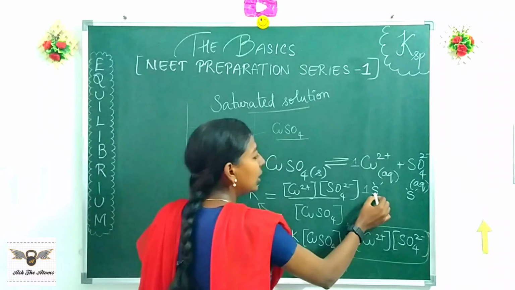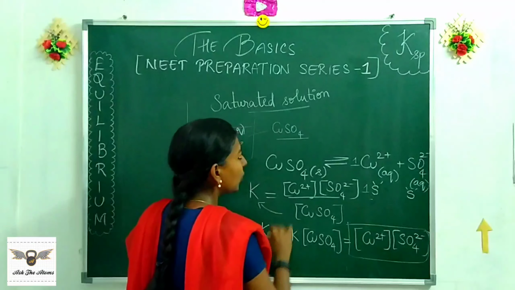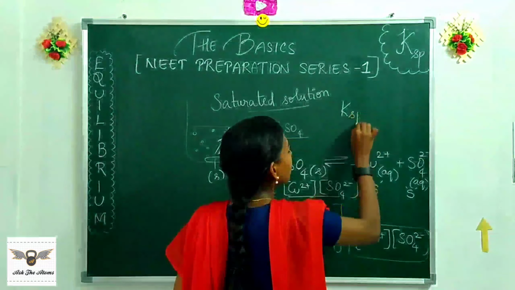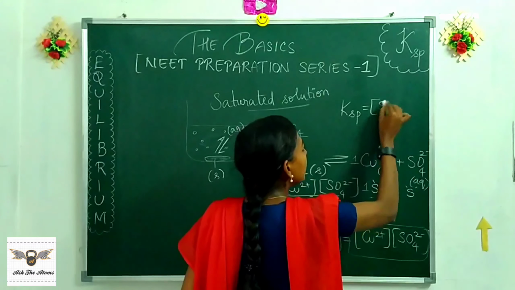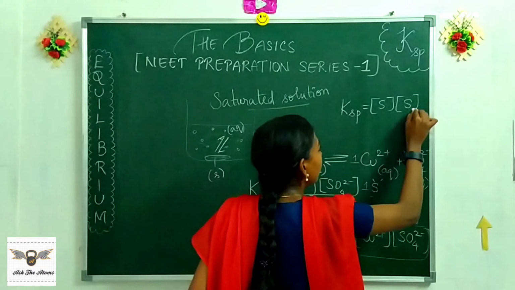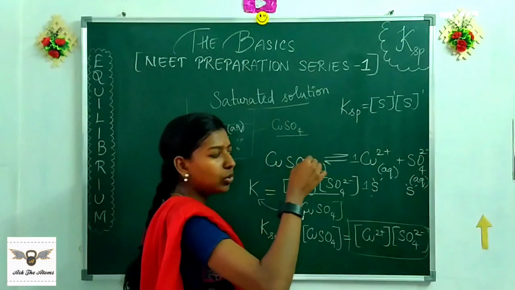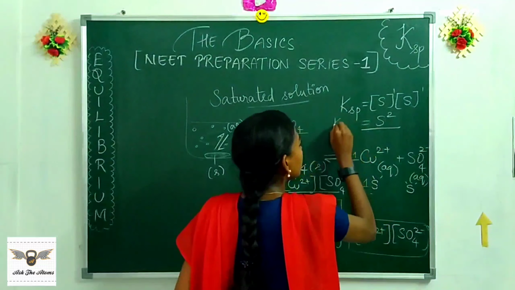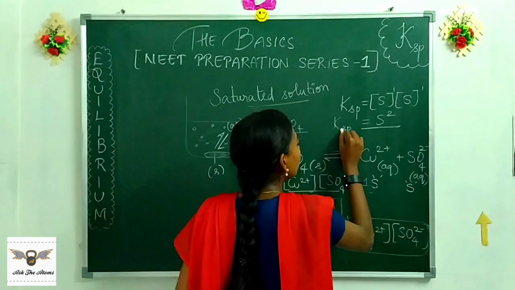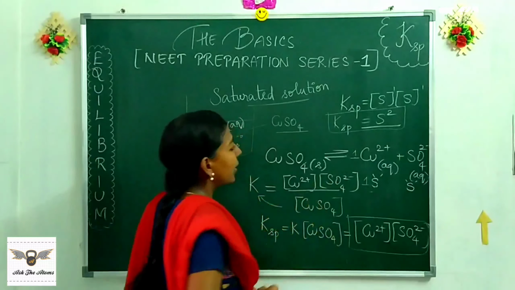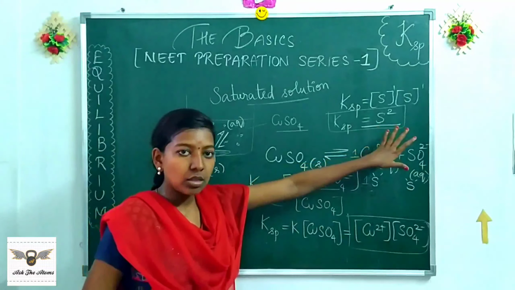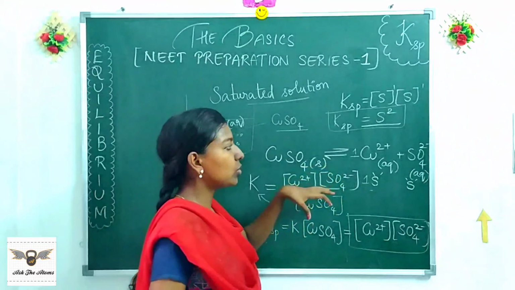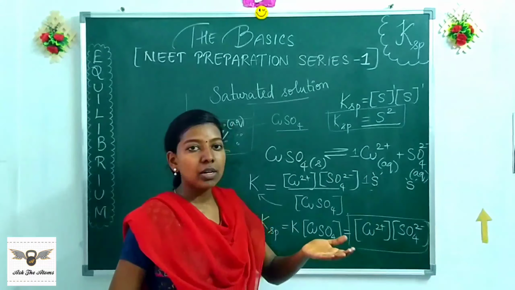Now, I incorporate this value into the KSP equation and see what happens. It becomes S into S, and the power of each will be 1, so you don't have to take the powers. It is nothing but S square. So KSP has reduced to something very simple: S square. And what is S? S is called the concentration of the particular ion in the solution, or it is called the molar solubility of the particular ion, or it is also called the molar solubility of the particular compound.